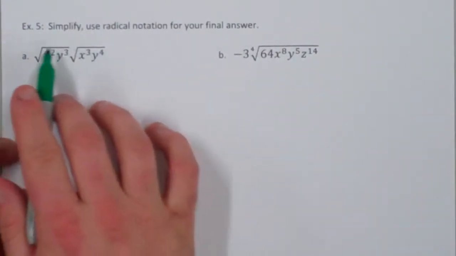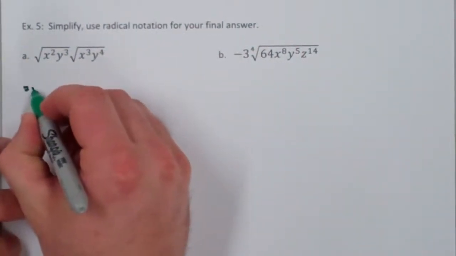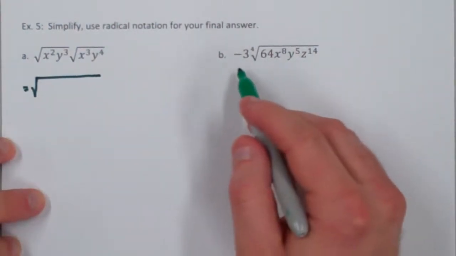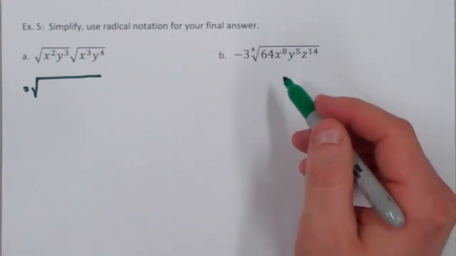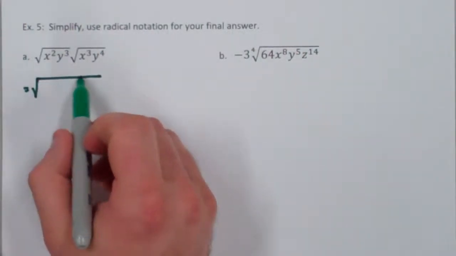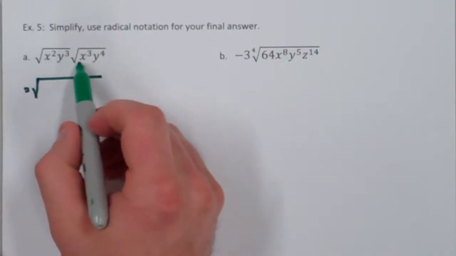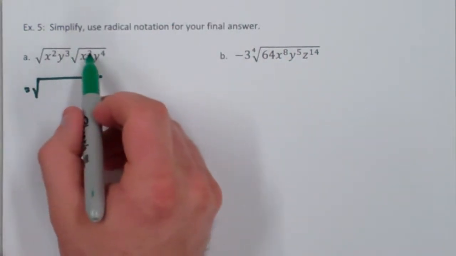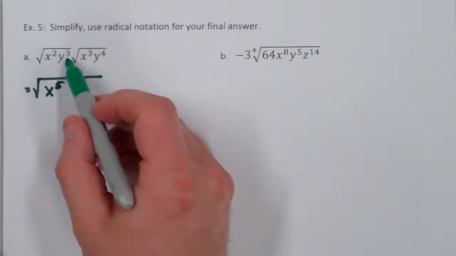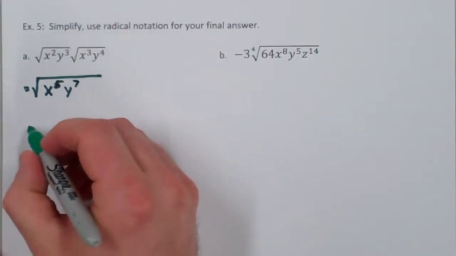With these relatively simple ones, like over here on the left-hand side, it might be beneficial to rewrite this as just one whole big radical. With part B over here, I'm gonna show you a different method, and we'll see which one you like better. So if we write this as one big radical sign, we can just take everything underneath and multiply it. Now x squared times x to the third, we're going to add those exponents together, so that's x to the fifth power. And then y to the third times y to the fourth would be y to the seventh power.